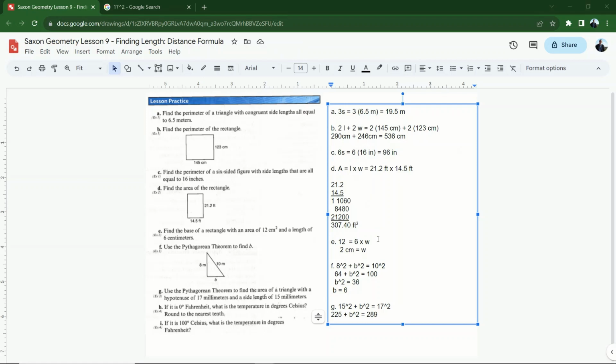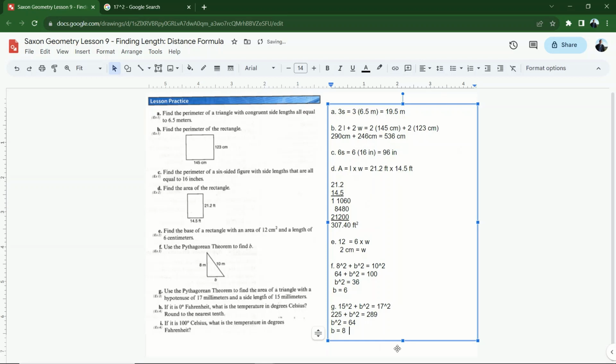Let's see. I'm going to subtract 225 from both sides. 289 minus 225 is going to be 64. It did work out to something nice. B squared equals 64, and that means that B equals 8. But I'm not done yet, because that's just the length of B here. And I'm asked to find the area of the triangle.